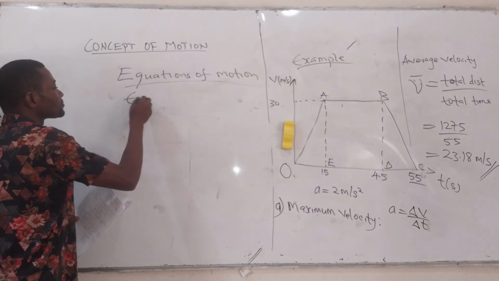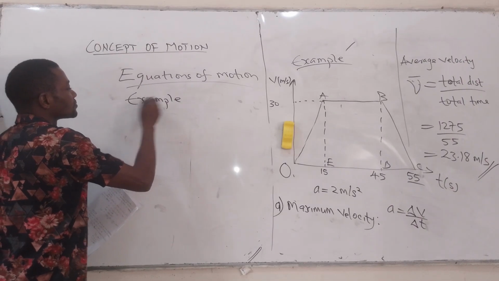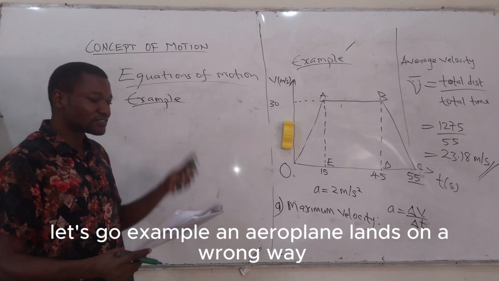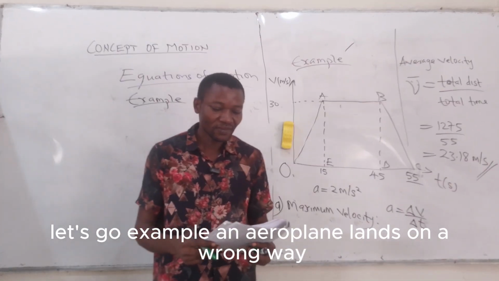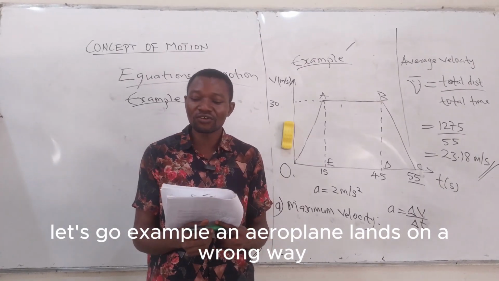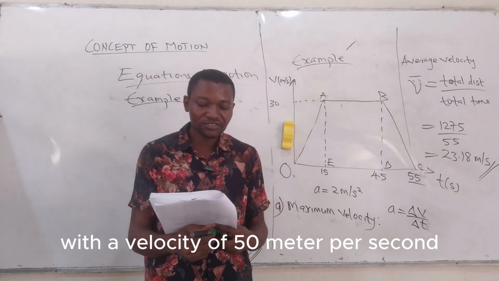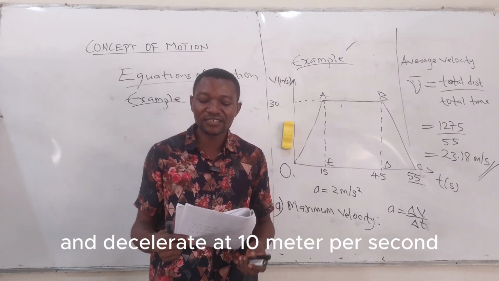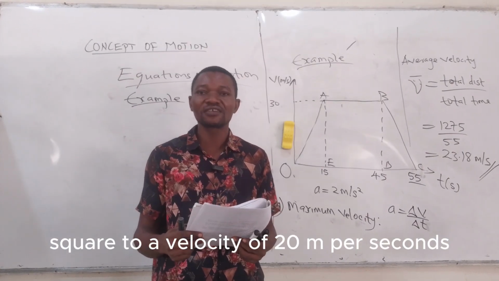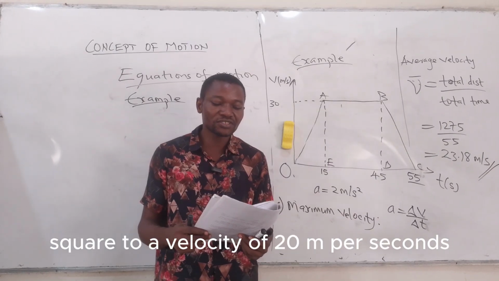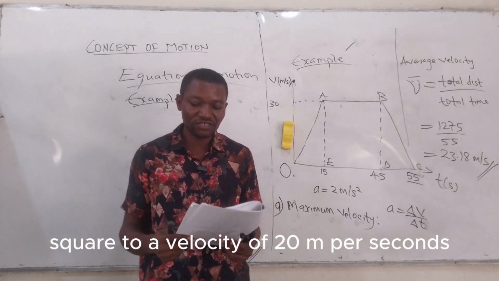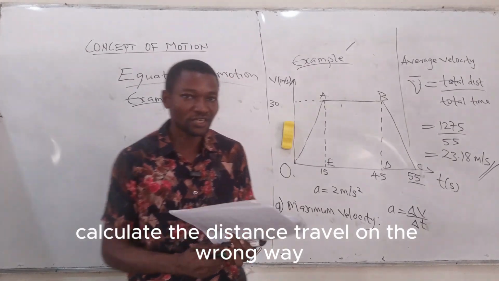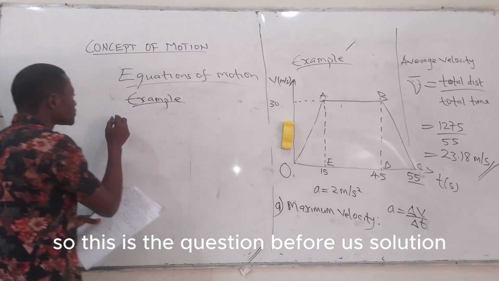So, example. Okay, let's go. An aeroplane lands on a runway with a velocity of 50 meters per second and decelerates at 10 meters per second squared to a velocity of 20 meters per second. Calculate the distance traveled on the runway. So this is the question before us.